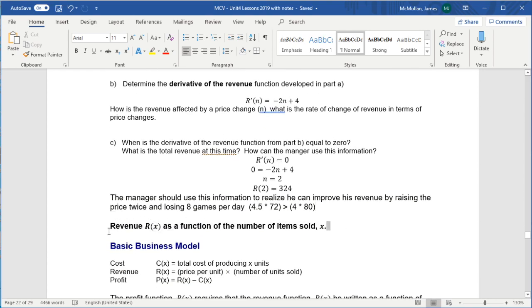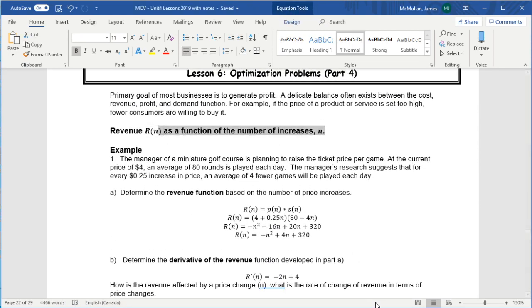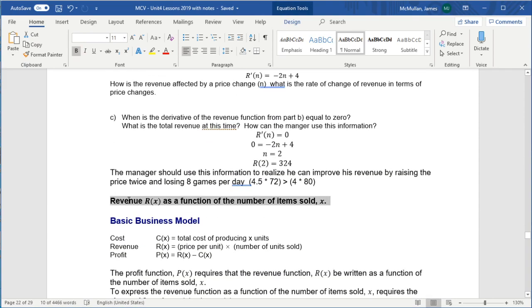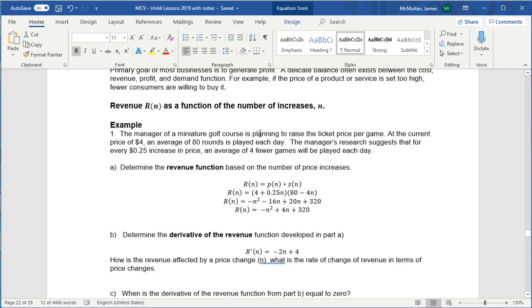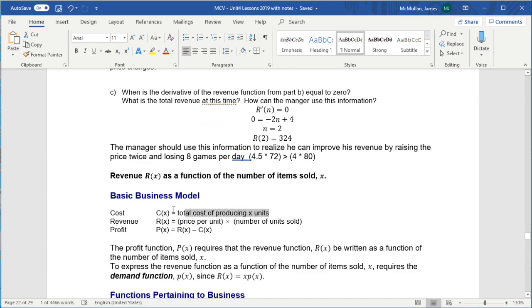Really, we want to move to a different model where we are not using a variable that's based on number of increases. Rather, we are using a model that is based on number of items sold. Because if you think about the cost of, let's go back to this golf course for a second. The cost of running the golf course has nothing to do with the number of increases to the price, right? The cost of running the golf course has to do with how many games are played. So a much more reasonable variable to use would be x as the number of items as opposed to n as the number of increases.